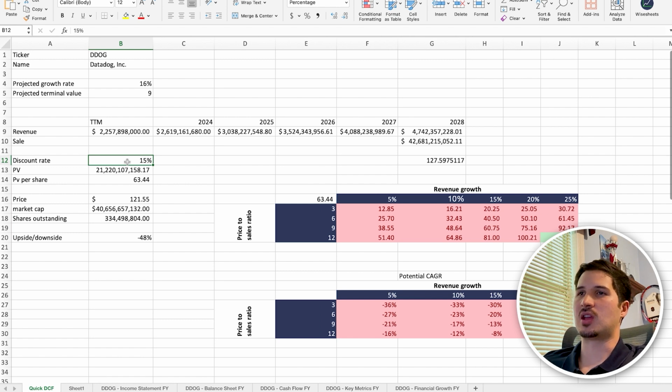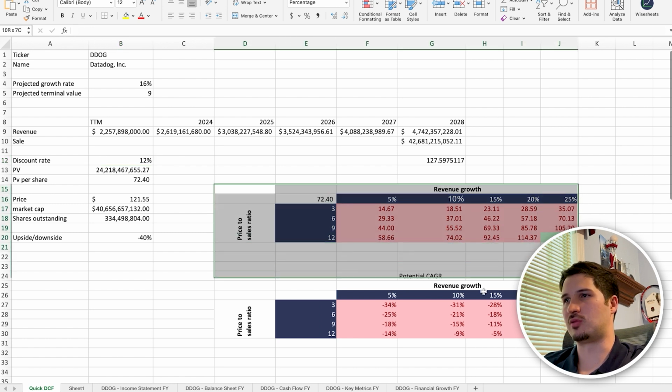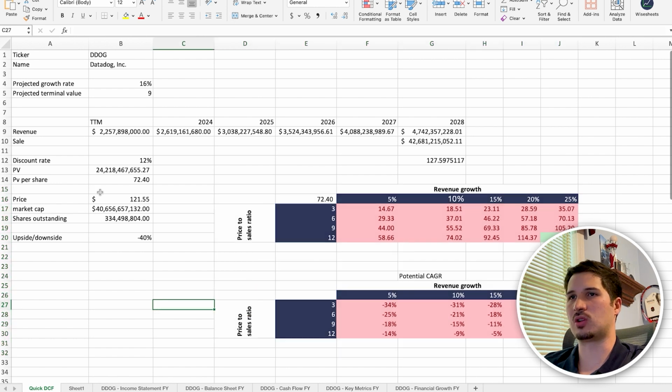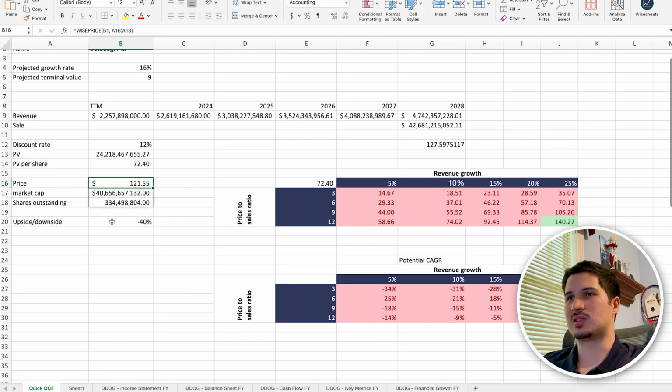I like 15% right now just because interest rates are pretty high, but you could do like 12%. That's reasonable. I wouldn't go lower because of the level of risk and the level of maturity for this company. So let's say 12%. This is the present value of the market cap. This is the present value per share. So right now with these estimates, this would tell us that Datadog is worth $72 roughly. And then the current price is $121. So we have a downside of negative 40%.